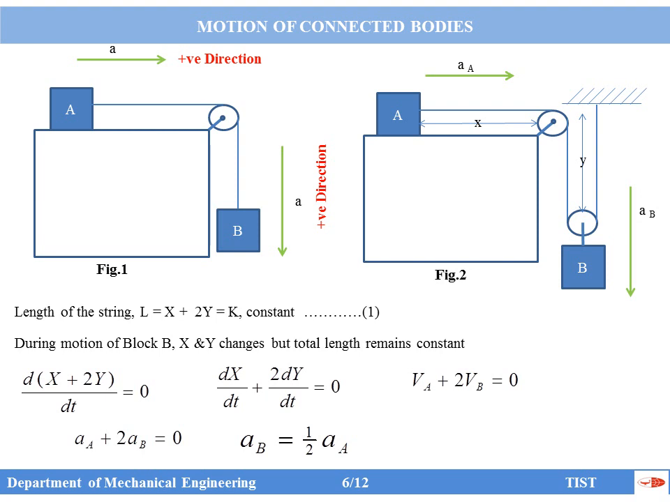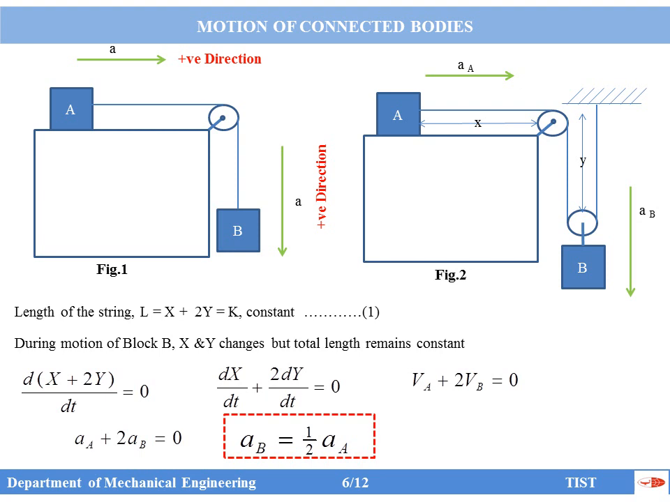So you should not stick too much to the negative sign, but you should remember that the magnitude of acceleration of B is half of acceleration of A, like that you remember. Okay, so the acceleration of block B is half the acceleration of block A. Or try to remember like this.